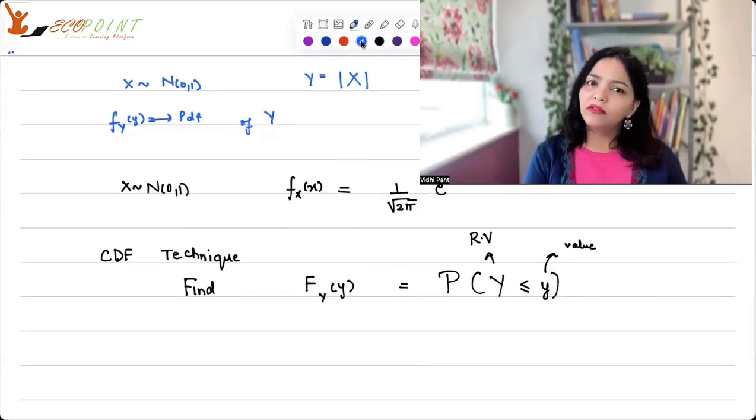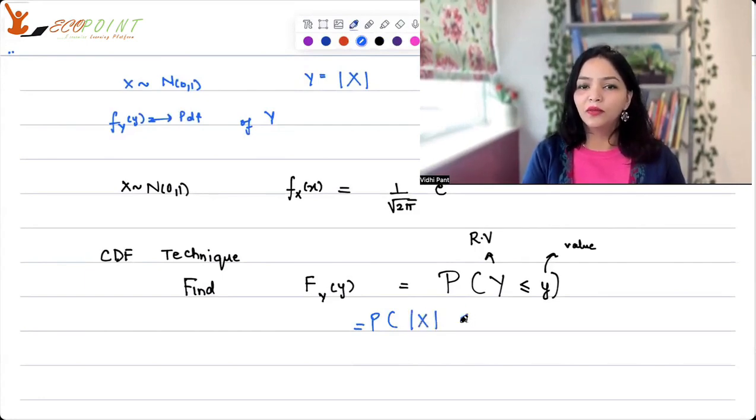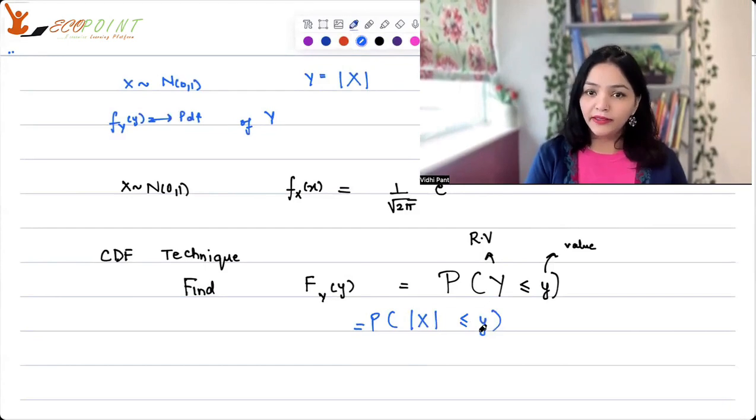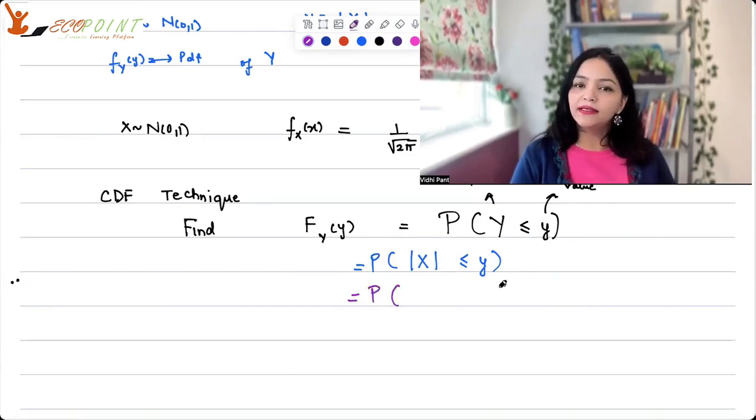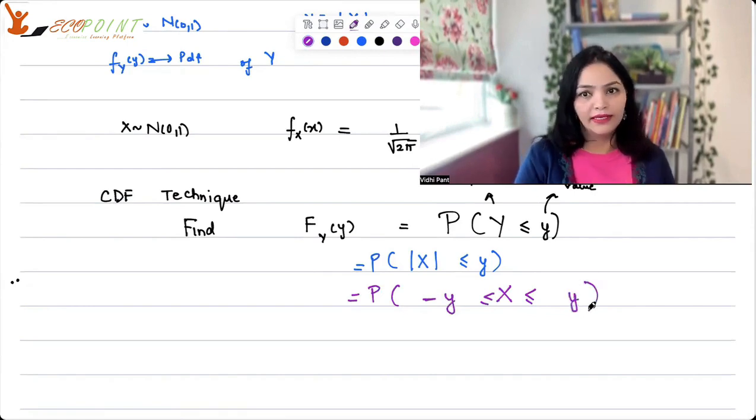Now, what do you know about this random variable Y? You know that this random variable Y is actually mod X. So mod X is less than or equal to y, right? Now, what kind of x's will satisfy that modulus of x is less than or equal to y? Which x's will satisfy this? Well, mod x is less than or equal to y for all x's that are in between minus y to y, right?